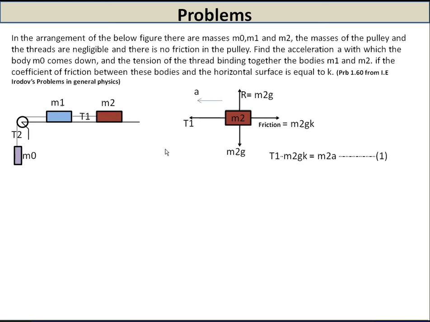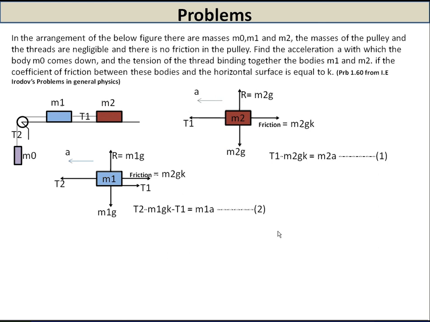Now let's draw the free body diagram of mass m1 and see what the equation is. Here, unlike the mass m2, we have another force, which is T1, apart from the rest of the forces. In this case, what is the unbalanced force? T2 minus m1gk minus T1. This force is causing the body to move towards the left. If we express it in terms of an equation, we have T2 minus m1gk minus T1 equal to m1a.